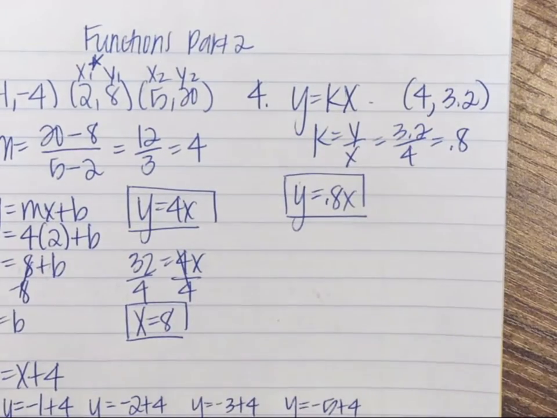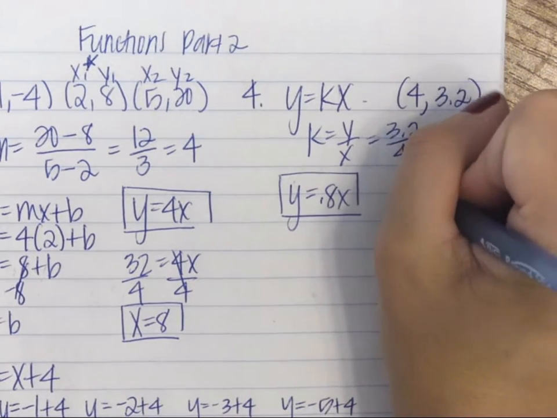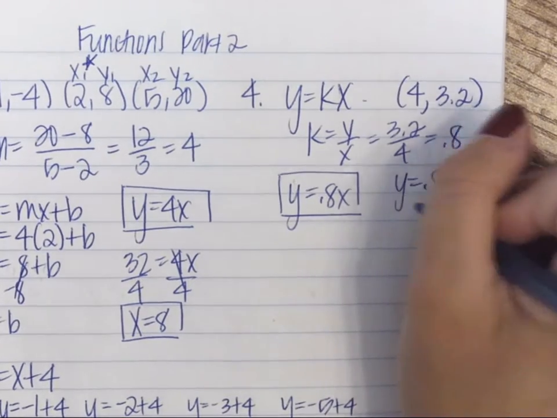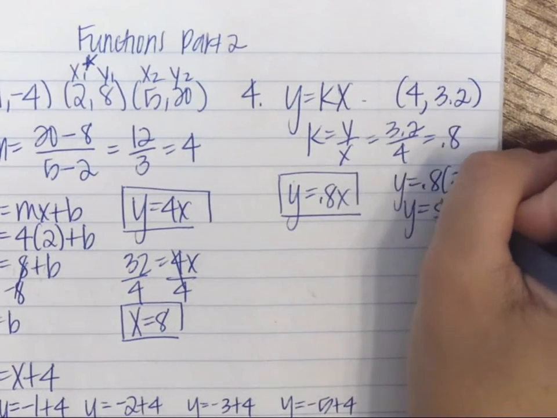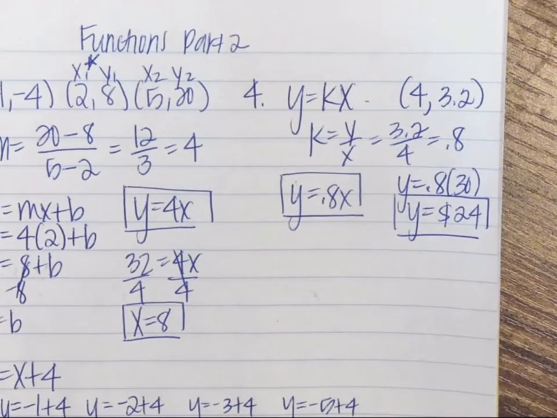And now we need to determine the price of 30 cookies. If you look at the graph, you can see that 30 cookies is on the x-axis. So you plug that in for x. And when we multiply those together, you get that y is $24.